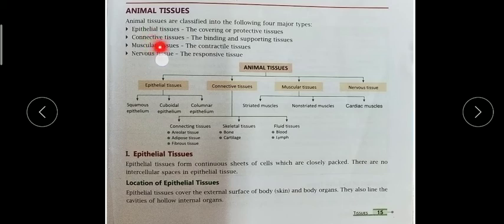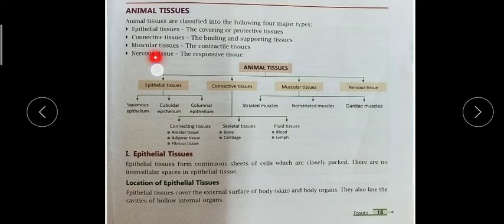Next is connective tissue. Connective tissues are known as binding and supporting tissues. Like we have the skeleton. Our body is made up of a skeleton, and the skeleton gives support and shape to our body. So the skeleton is made up of bone and cartilages.